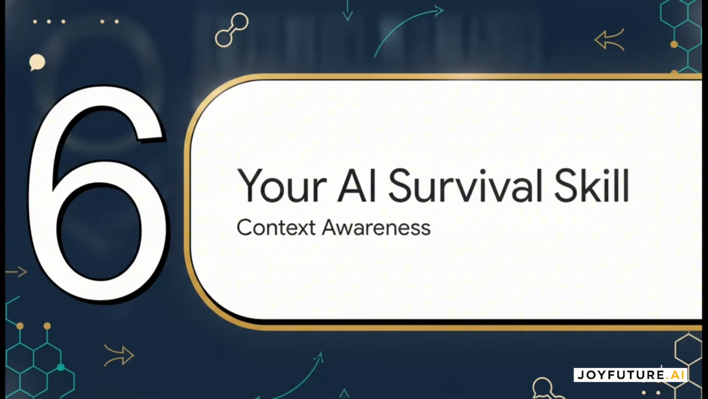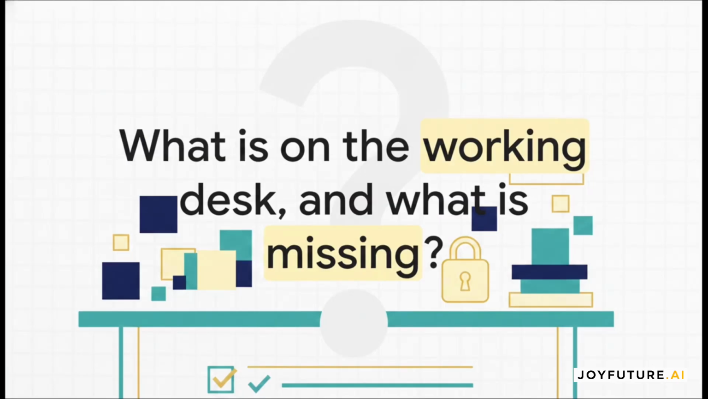Section 6. Your AI survival skill. Mastering context awareness. This is our reoccurring segment, and it's the absolute ultimate takeaway for you from this explainer. Your ultimate survival skill boils down to asking yourself one guiding question before you execute any consequential task with AI. What exactly is on the AI's working desk right now? What critical context is missing, and what information absolutely must remain private? If you can answer that question clearly, you are completely in control.